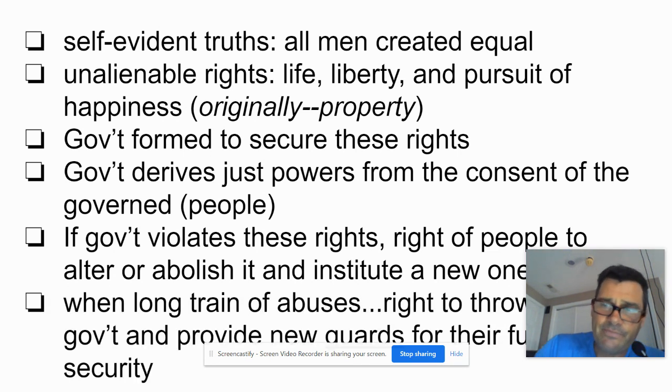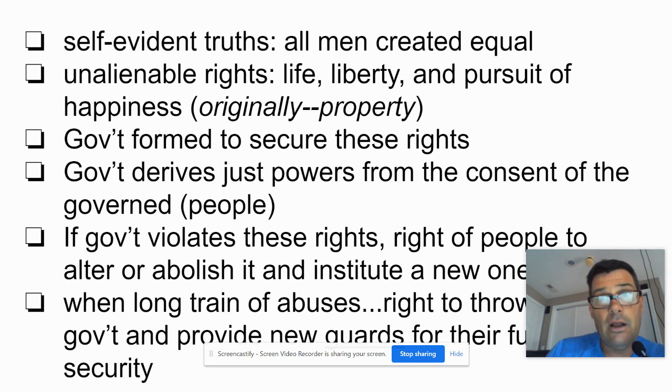And lastly, sorry that this is covered up a little bit, but you should be able to get it. When a long train of abuses happens, when a government violates our rights over and over and over again, it is the right to overthrow that government and provide new guards for their future security. And I underline new guards. That may be hard to see, but I underline new guards because new guards means like a new government, a new constitution, some separation in powers in order to secure our future security. Security in what? Our rights.